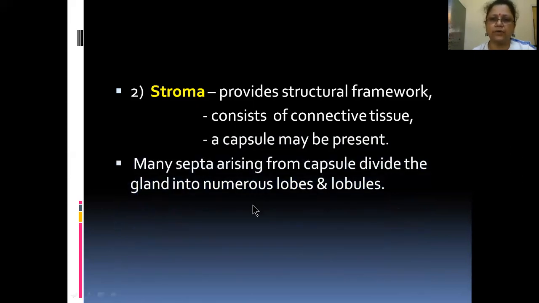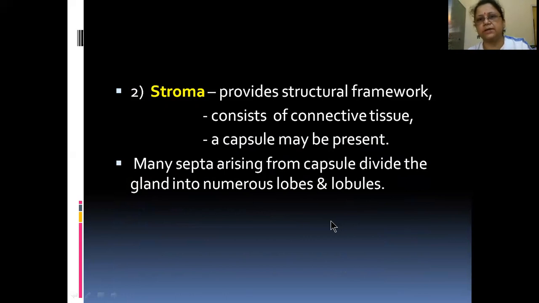And what will happen from the capsule? Suppose this is the capsule, there will be some septa, some septa from the capsule, and it will divide the gland into areas. What are those areas called? Those are called lobes, and lobes will be again divided into lobules.